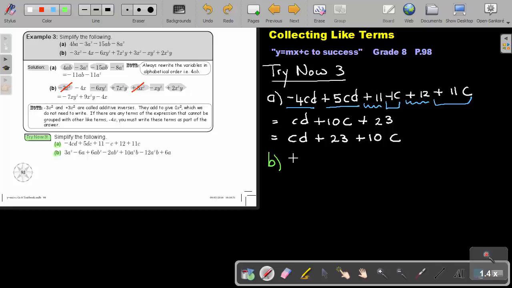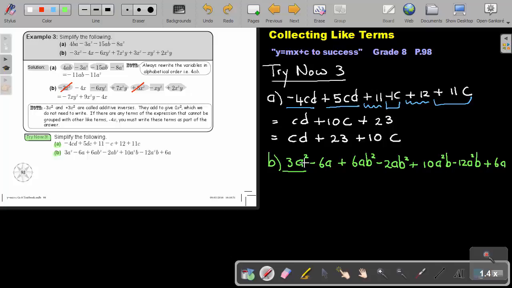This is a long one, so just rewrite it first. 3a squared minus 6a plus 6ab squared minus 2ab squared plus 10a squared b minus 12a squared b plus 6a. Okay, there are 1, 2, 3, 4, 5, 6, 7 terms. But let's mark our like terms.